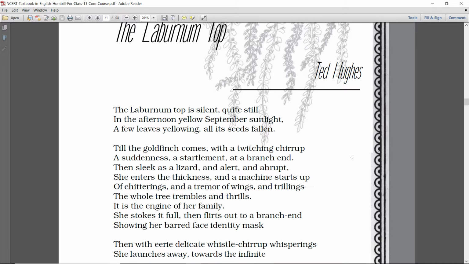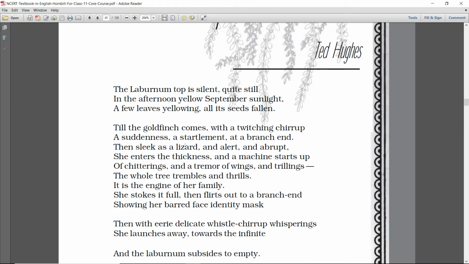But now, all of a sudden, one tiny little goldfinch comes and sits in the branches of this tree. And what happens? Till the goldfinch comes with a twitching chirrup, a suddenness, a startlement at a branch end. So the tree is quiet, it is motionless, but only for some time, until the small tiny bird named goldfinch comes and sits in the branch of the tree.